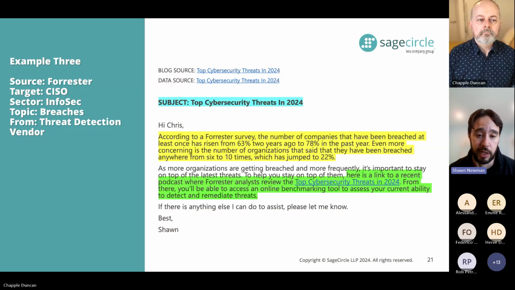So if I'm a threat detection vendor, or anything in cybersecurity these days, you want to understand what are the top threats that you need to care about in 2024. And then again, that online benchmarking tool that you've created and spent a lot of money on, this is helping your sales team get that in the hands of their prospects, and it's helping them sell and add value. So those are a few examples.